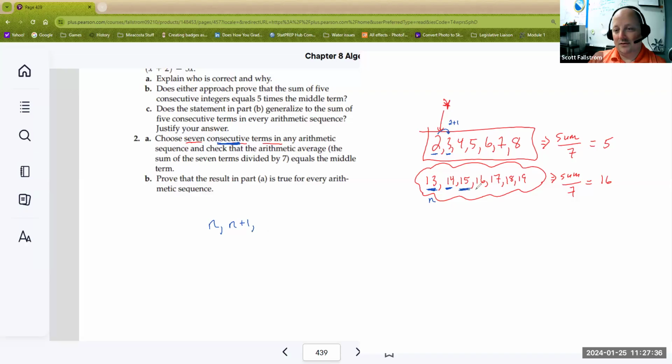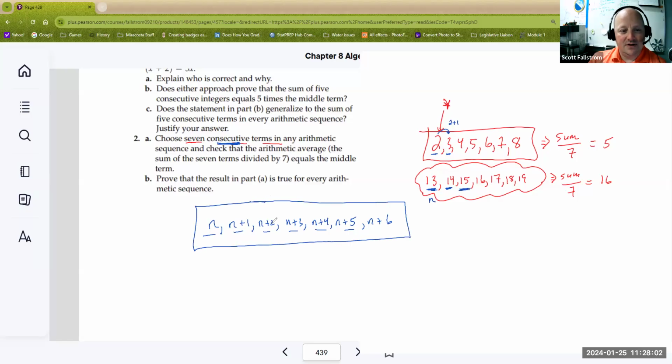And the number after that, 15. And the number after that, 16, right? And so I just keep adding 1 more to get to the next term. n plus 1, n plus 2, n plus 3, n plus 4, n plus 5. Let's count how many numbers though. 1, 2, 3, 4, 5, 6. There's 6. So I need 1 more, n plus 6. Okay, this is your sequence.